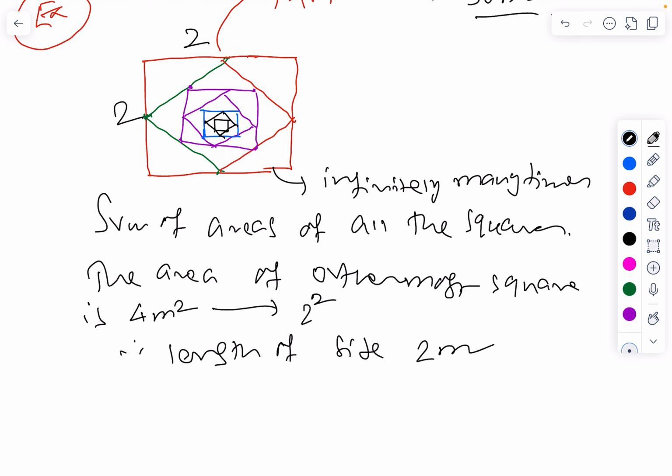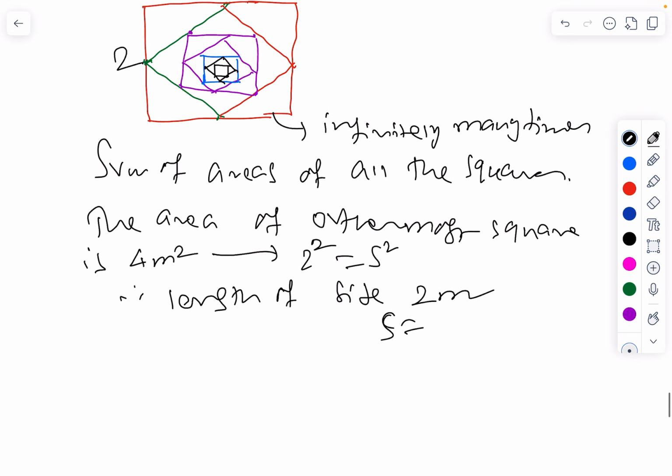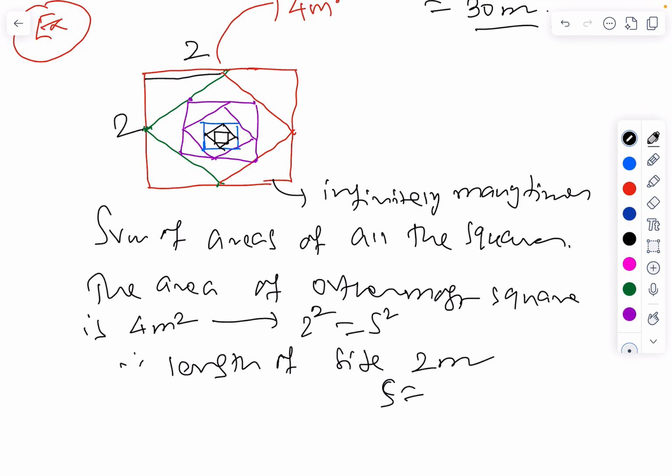Now what are we doing? We would like to find the area of the square inside this, but for that we need to find the length of its side. Say this side is S, where S is 2, and the area is S squared. Now the new square: this side is S by 2, because the midpoint is there, and this is also S by 2. And this is a right angle triangle.